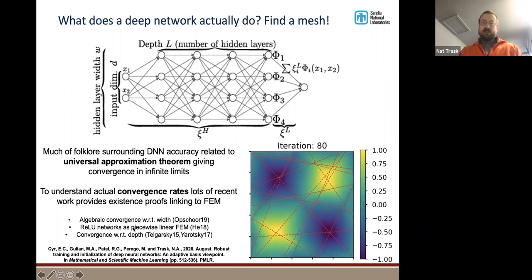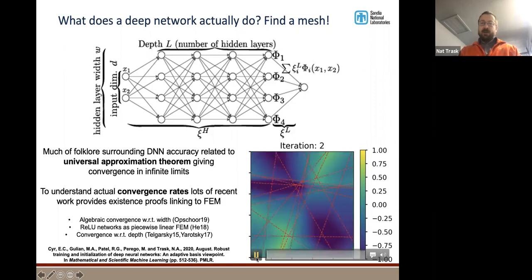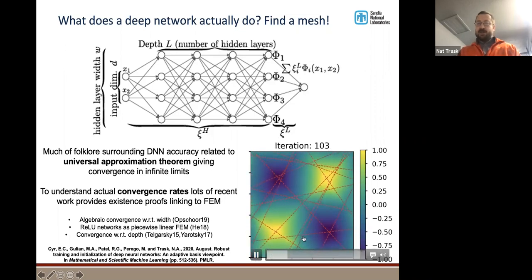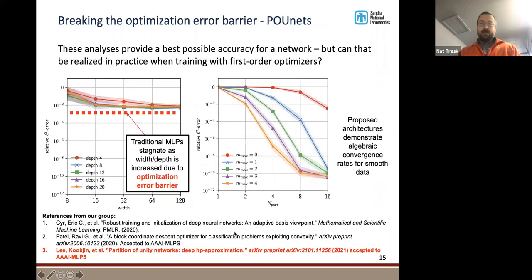So there's lots of work in the literature establishing convergence results, convergence with respect to width, with depth, and so on. But at the end of the day, this is regressing sine x, sine y, right? What you can see, and these are planes associated with ReLU activation functions, is that over the course of training, a neural network is basically adapting this basis to your data.